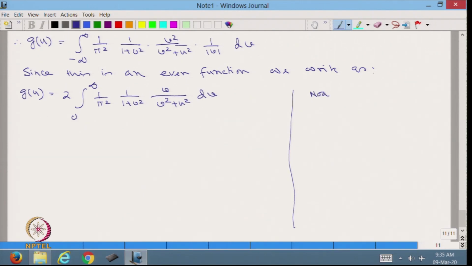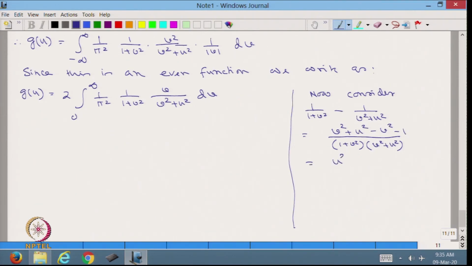Now, consider 1 upon 1 plus v square minus 1 upon v square plus u square. So, this is equal to 1 plus v square into v square plus u square in the denominator, and in the numerator we have v square plus u square minus v square minus 1, which is equal to u square minus 1 upon 1 plus v square into v square plus u square.